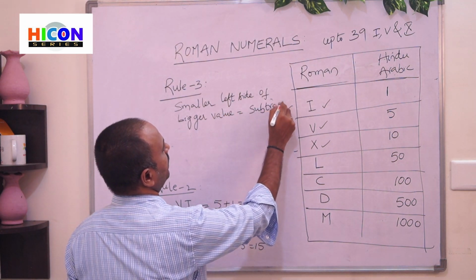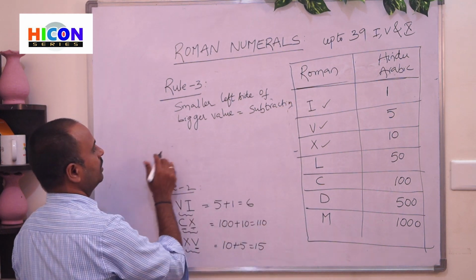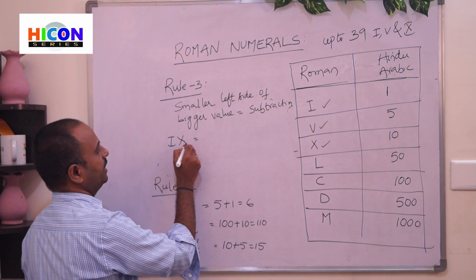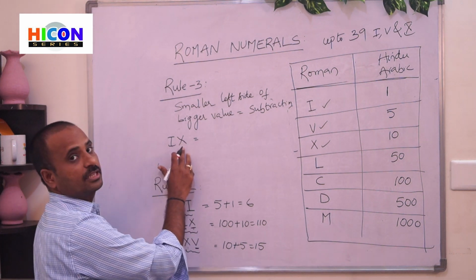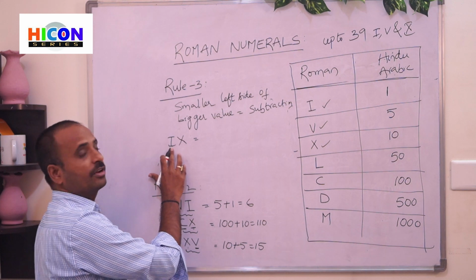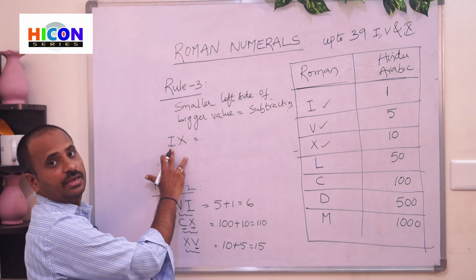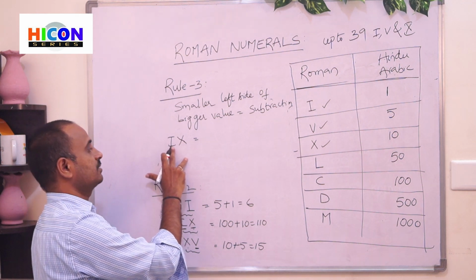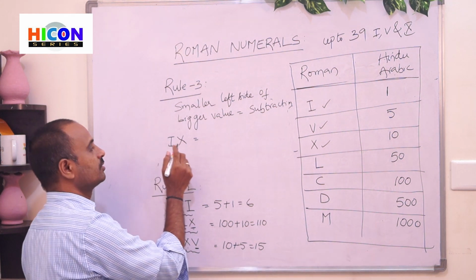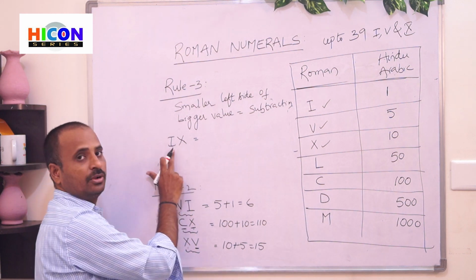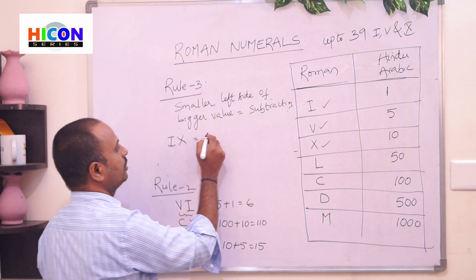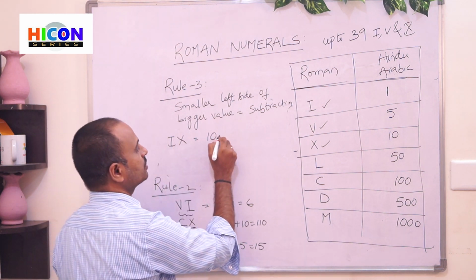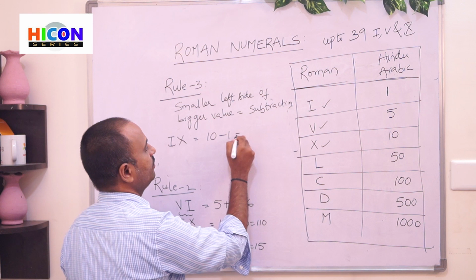So let us see an example. For example, IX. Children, here I is the smaller value, X is the bigger value, and the smaller value I is written on the left side of the bigger value. Now we have to subtract the smaller value from the bigger value. The bigger value X means 10 and the smaller value I means 1. So subtract 1 from 10, we will get 9.